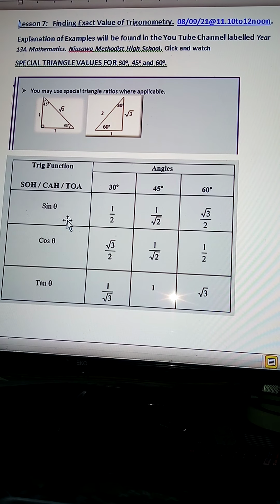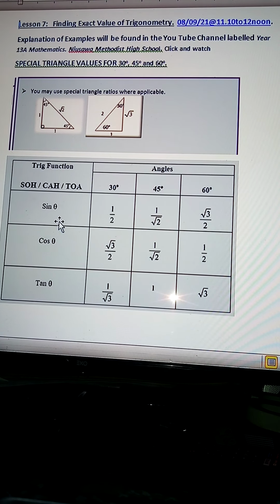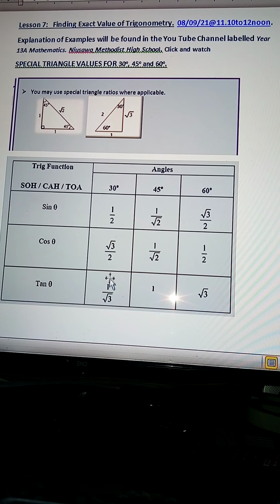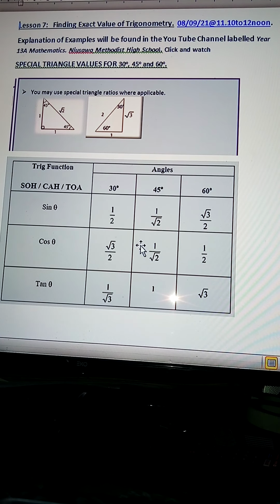Okay, you will need your calculator. Sine 30 is half, 0.5 on the calculator. Sine 45 is 1 over root 2. You cannot use the decimal. Finding the exact value, your answer must be in the form of a fraction, and you'll be using surds. Those with a square root sign are surds. Okay, so this is the table.